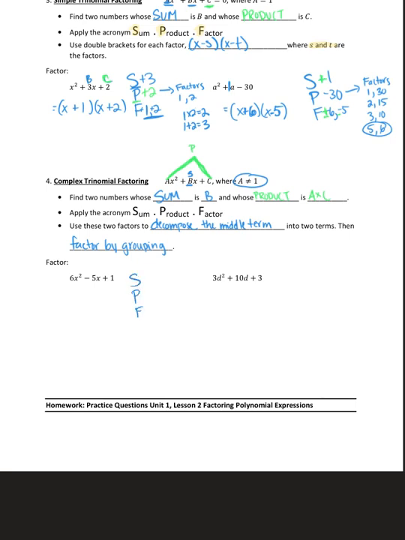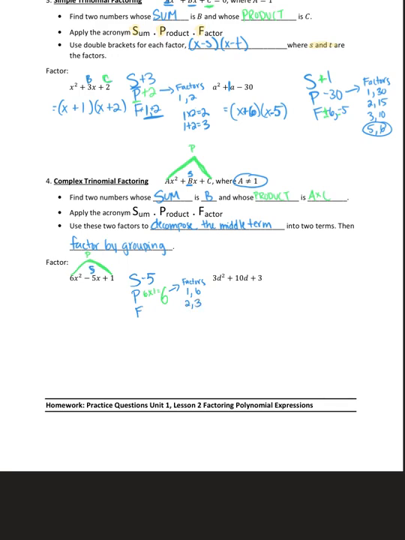I need two numbers whose sum is going to still be this middle number, which is a negative 5, but whose product is going to be the a and the c multiplied together. So 6 times 1 equals 6. So we need to find two numbers who multiply to a positive 6 but add to a negative 5. So if I think about my factors of 6, I have 1 and 6 and 2 and 3.